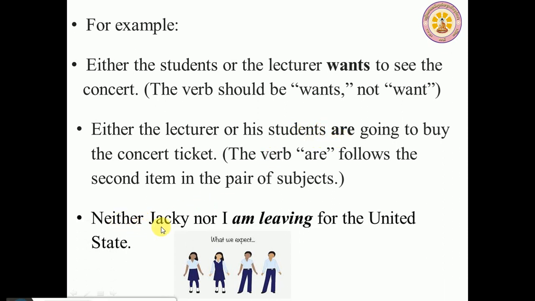One more example: Neither Jake nor I am leaving for the United States. Neither Jake nor I am. So you cannot say "neither Jake nor I are leaving," because with the correlative conjunction "neither nor," the verb must agree with the last subject. The last subject is "I," so the verb must be "am."